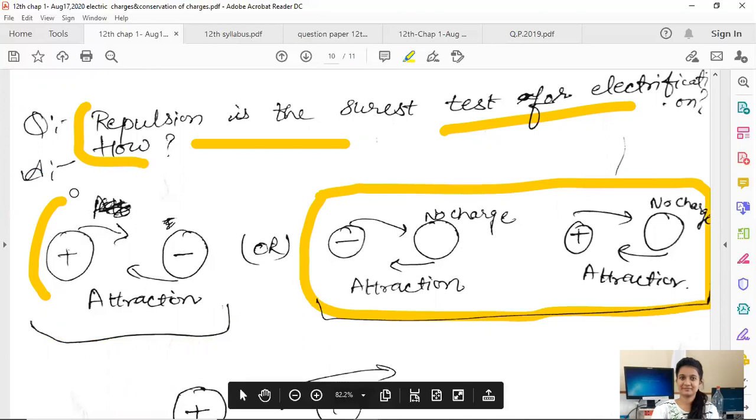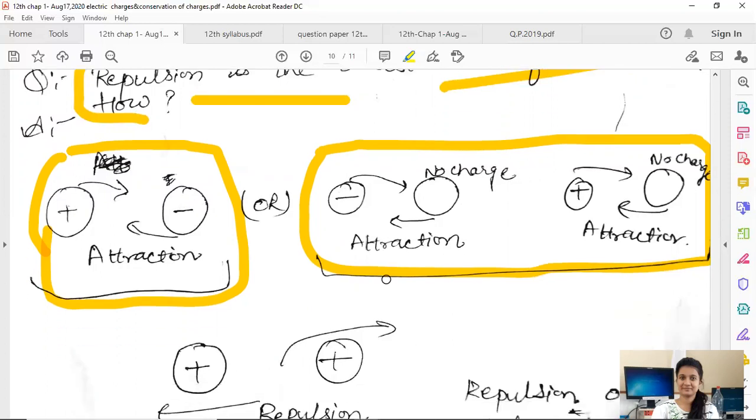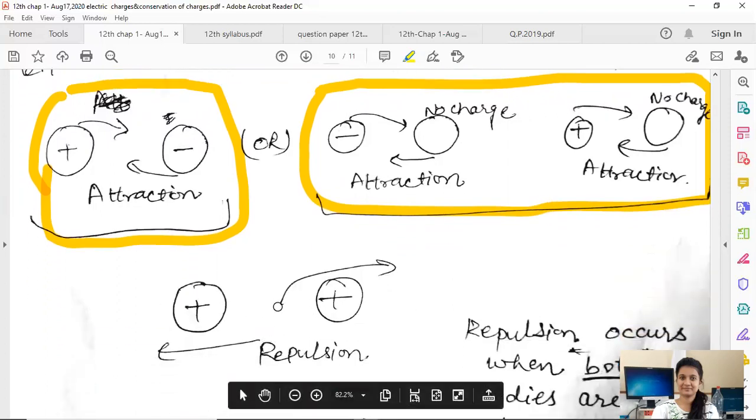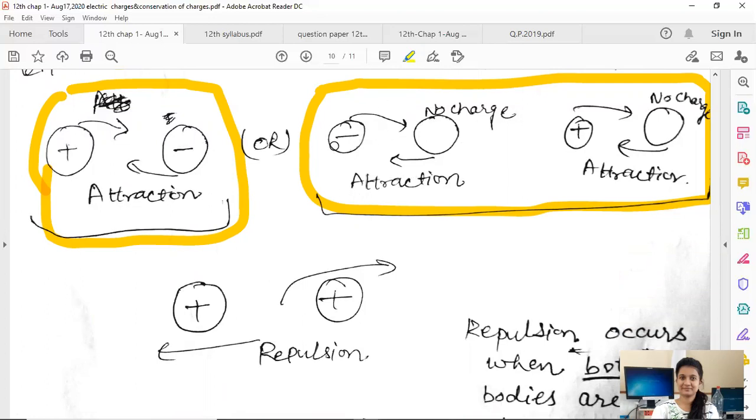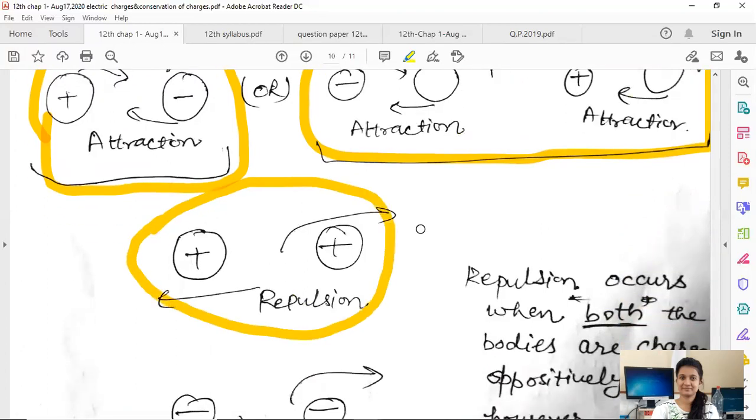Attraction occurs when both bodies are charged, and attraction also occurs when one body is charged and the other body is not charged. But repulsion occurs only when both the bodies are charged. If one body is charged and another body has no charge, then there will be no repulsion. So repulsion is the surest test for electrification.